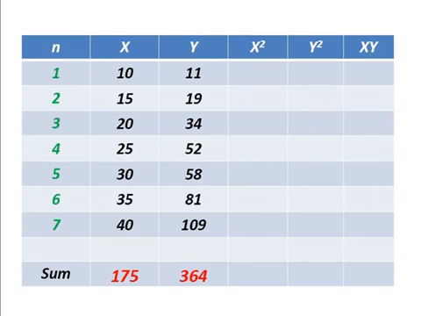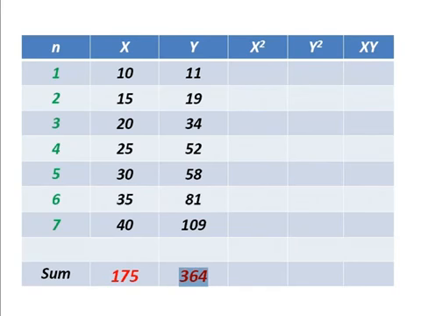What we're going to do first off is compute the summations of x and summation of y. Now this is a straightforward calculation. What we do here is add up all the numbers in this column. So we add up 10, 15, 20, 25, 30, 35, and 40, and we get 175. And in this column we have 11, 19, 34, 52, 58, 81, 109. Using our calculator we'd find the sum of those values to be 364.